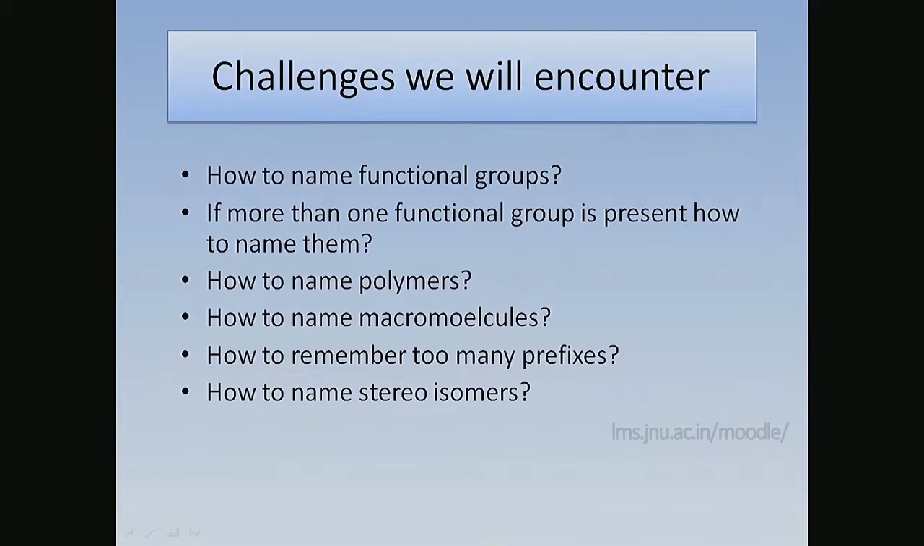For example, if we have any functional group present in the compound, or if more than one functional group is present, how will we name them, which functional group will be named first, if polymers are present, how to name them, if there are many prefixes, if there is a stereoisomer, how to name them. We will see this.